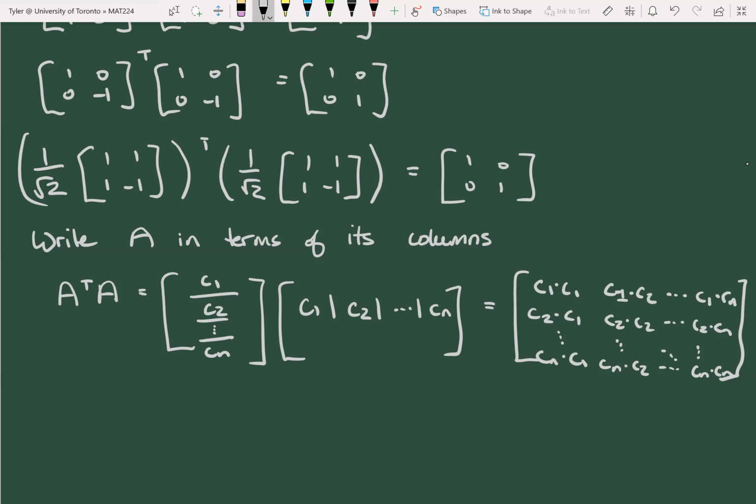But as Vishnu pointed out, all the C2.C1 or C3.C2 or anything like that, those all have to be 0. And if i is equal to j, namely along the main diagonal, they're all equal to 1. So what are the columns of the matrix A? What are they as vectors in Rn? Think of them as a set of columns.